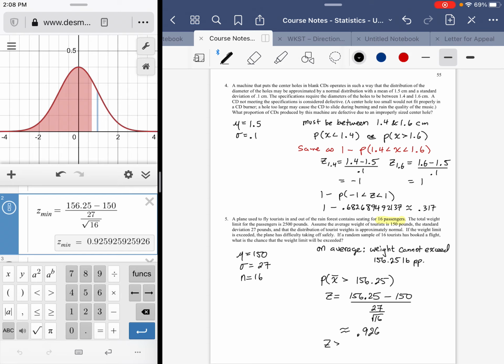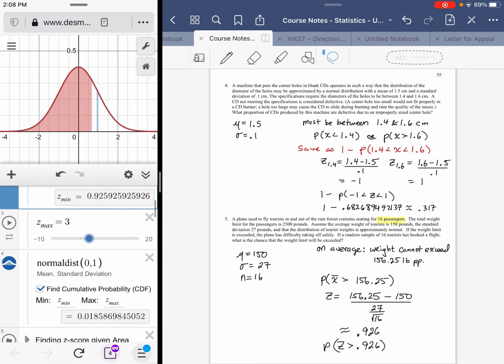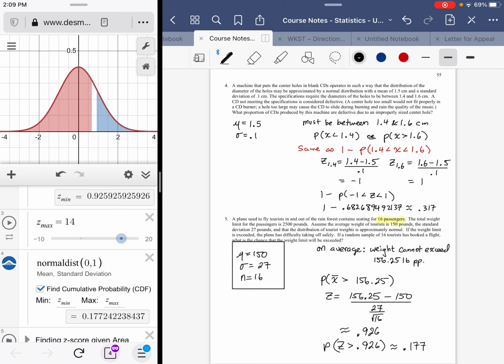So the z-score would have to be more than 0.926 in order for this plane to not be able to lift safely off the ground. That's my minimum; get this over to a maximum, get it to converge on a particular number, and we'd be looking at a probability of about 0.177. All right, so based off of these parameters for these individuals, we're looking at almost a 20% chance that the plane's not going to take off safely. So that's dangerous.